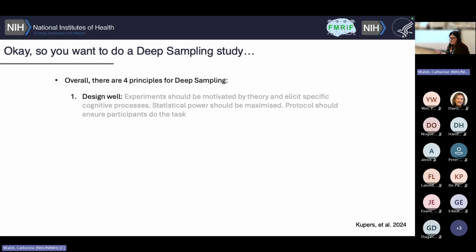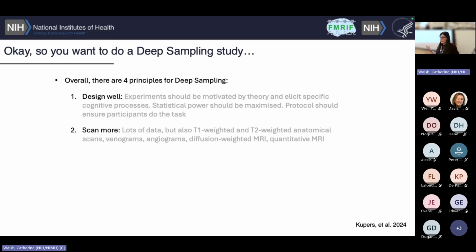Statistical power should be maximized and protocols should ensure that participants actually do the task. As someone who has worked in this field previously, particularly with data that's quite noisy, if you find out at the end of the 5th or the 10th session of a person coming out of the scanner that they weren't actually doing the task, that sucks. It wasted your time, it wasted their time. Well, they're still getting paid, but you know, it's not great.